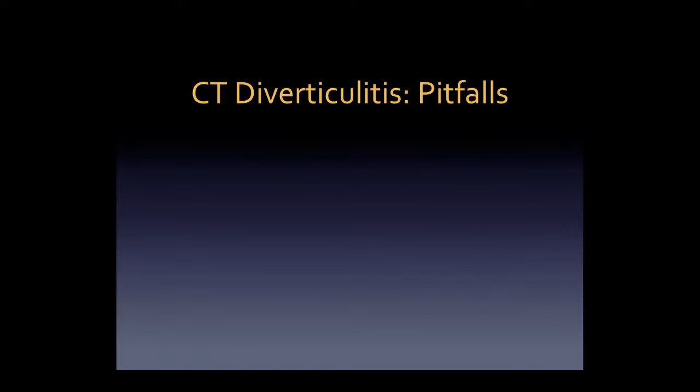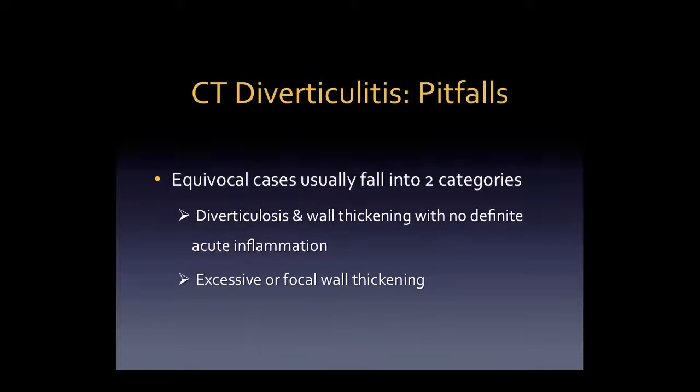Okay, so what are the pitfalls in making a diagnosis of diverticulitis at CT? There are a couple of things that can lead to an equivocal case. One is that you've got a patient with tics and the wall looks a little bit thick, but there is no definite acute inflammation. Is this just muscular hypertrophy? Could it be mild acute diverticulitis? Or you have areas where the wall is very thick, maybe not a long segment, maybe focal, and there it can be difficult to differentiate from colon cancer.